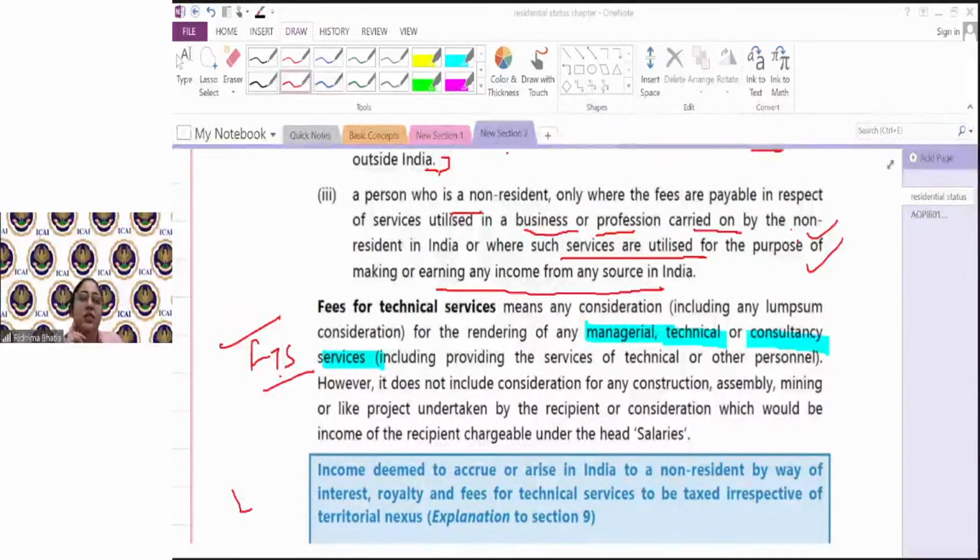The accounting charges are better, I'll say. Any consultancy or any advisory would come under fee for technical services. Accounting is like professional services.